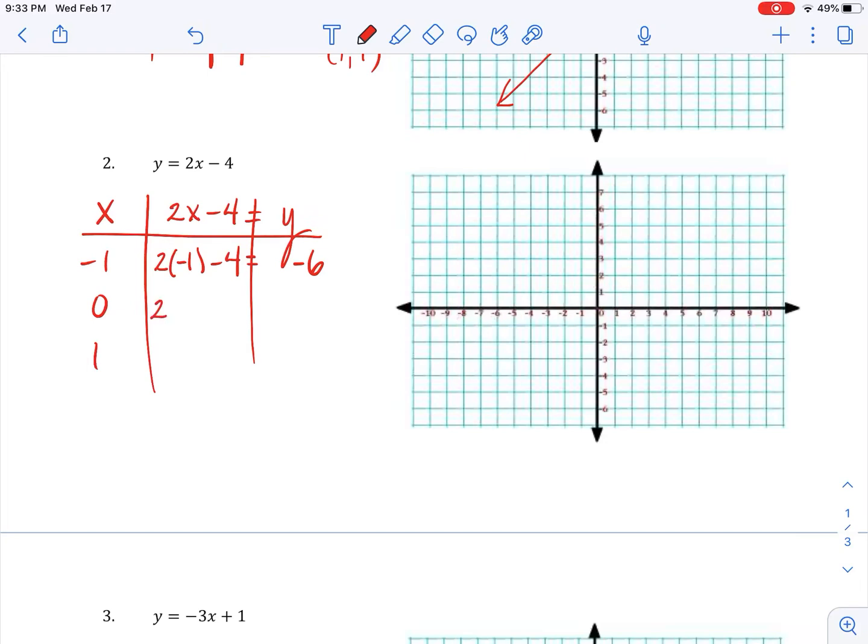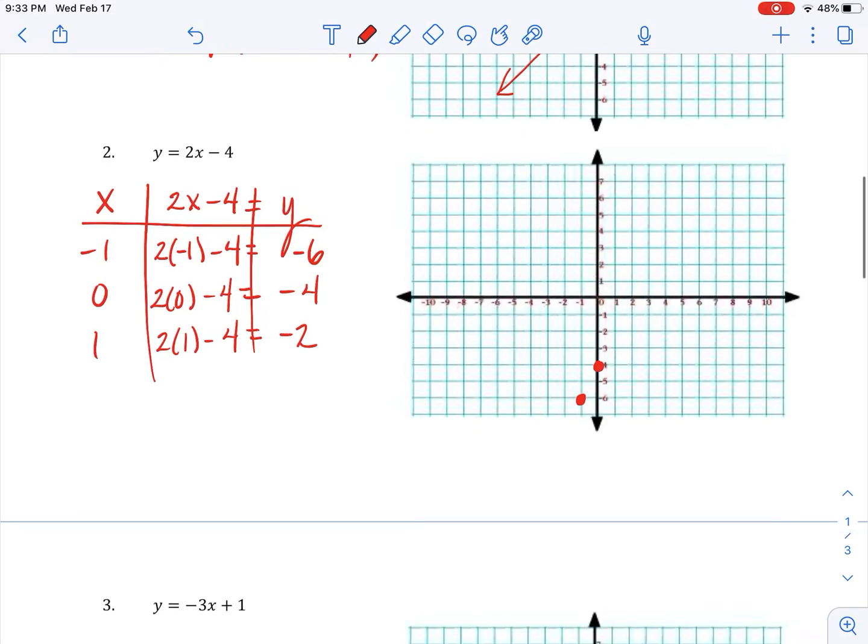If we plug in a 0, we'll have 2 times 0 minus 4. Well, 2 times 0 is 0. 0 minus 4 is -4. And then we'll have 2 times 1 minus 4. If we do that, we get 2 minus 4 is -2. So my 3 ordered pairs are -1, -6. Oops, let's plot that one first. 0, -4. Plot that one second. And 1, -2. Plot that one third.